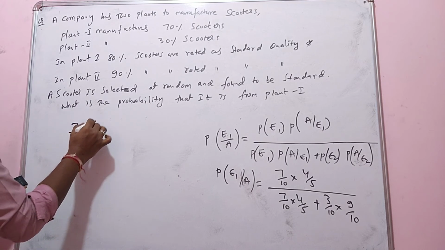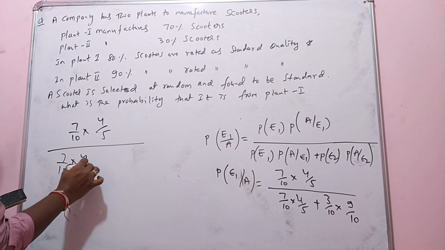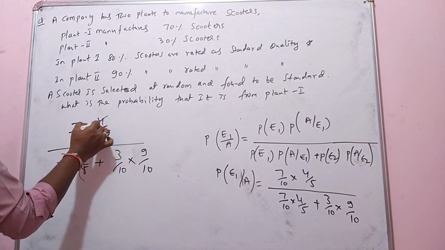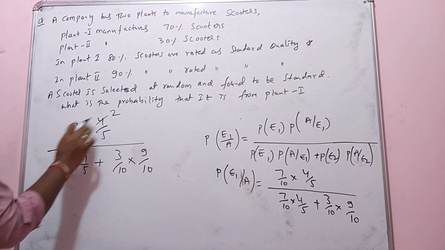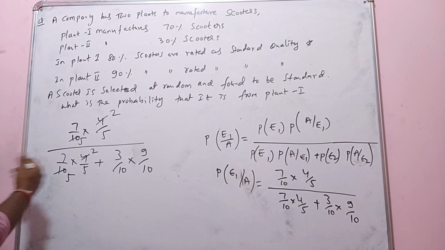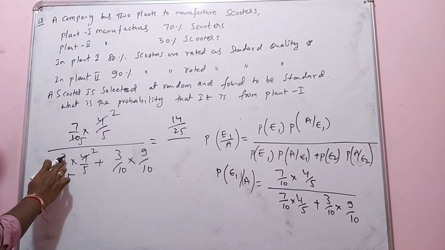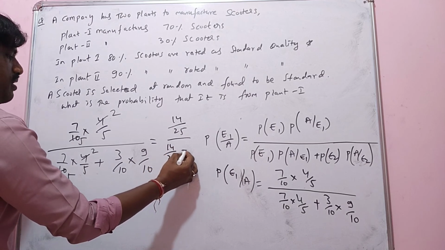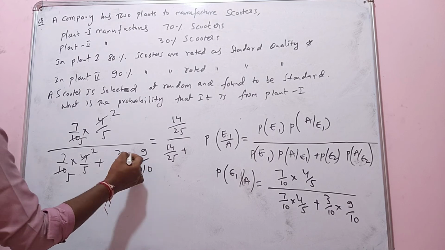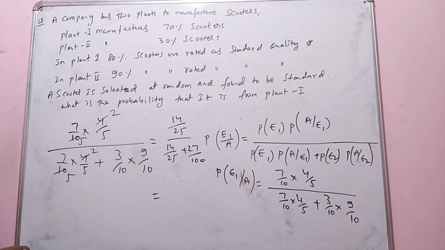Here we have 7 by 10 into 4 by 5, divided by 7 by 10 into 4 by 5 plus 3 by 10 into 9 by 10. See here, nothing will be cancelled out. The numerator gives 14 by 25. Divided by 14 by 25 plus, here, is anything cancelable? No. 9 threes are 27, so 27 by 100. Just simplify this and you are going to get the answer.